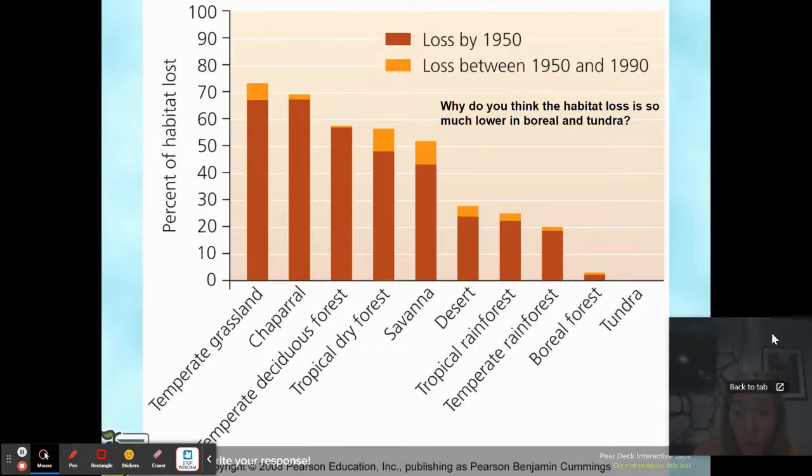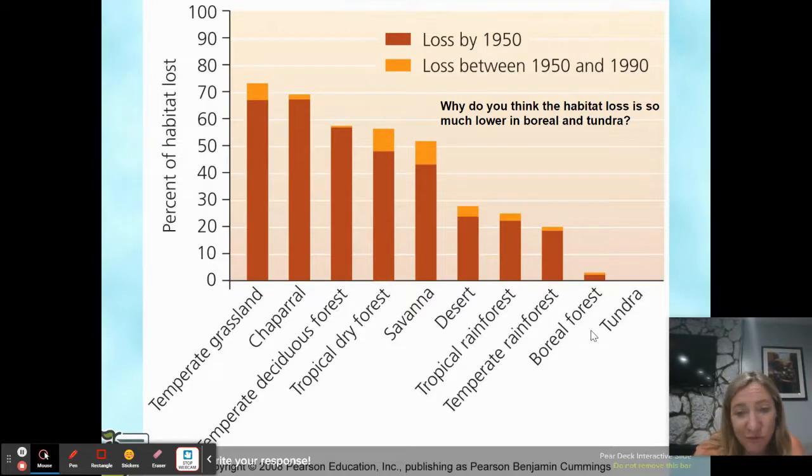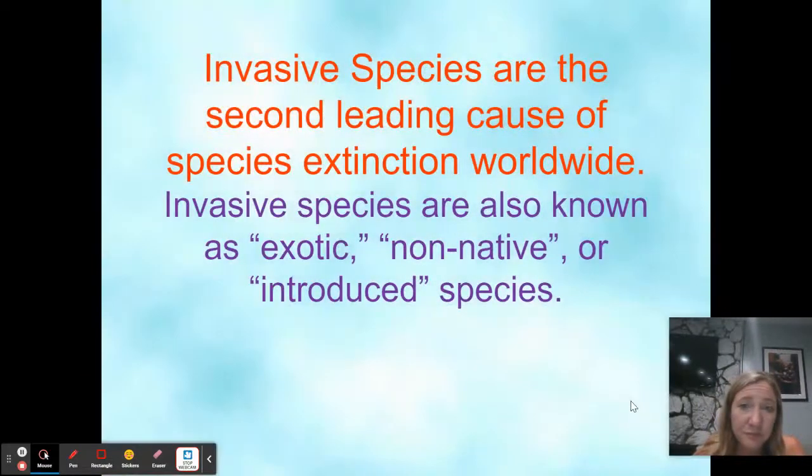So tundra is very cold. Permafrost areas, boreal forest is only a little warmer than that. It's not land that we can specifically use in a way. I mean, we can, but not easily. It's not like we're going to make these into farms or things like that. Maybe places that are a little too cold for people to desire to live. And so that's why there's the least percent of habitat loss in those areas.